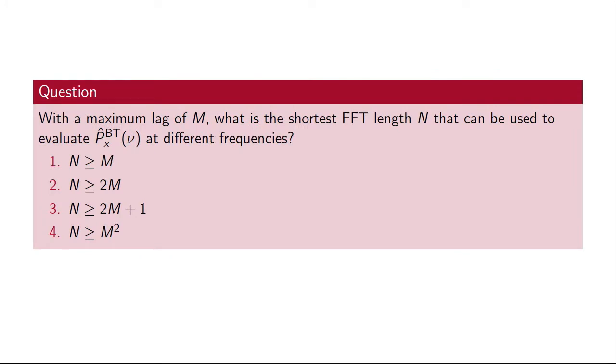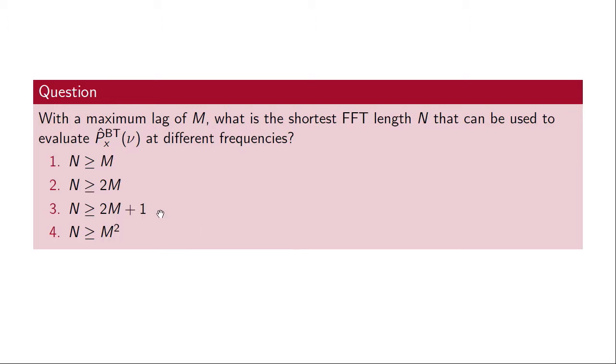Assume now that you use this idea of using the FFT algorithm to compute or evaluate different values of the Blackman-Tukey estimate at different frequencies. And if we assume that the Blackman-Tukey estimate has a time lag of M, what's the smallest or shortest length of the FFT that you could use in order to correctly evaluate the Blackman-Tukey estimate at these different frequencies? So would the length of the FFT have to be greater than the time lag? Would it have to be greater than or equal to 2 times the time lag, greater than or equal to 2 times the time lag plus 1, or does it actually have to be greater than or equal to the time lag squared?